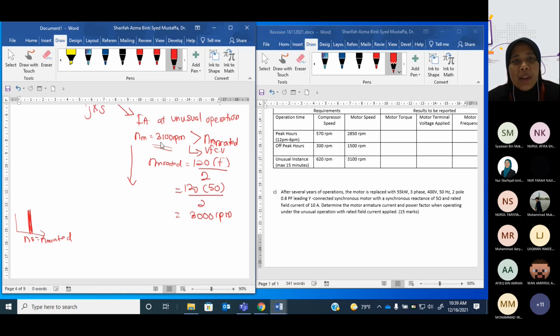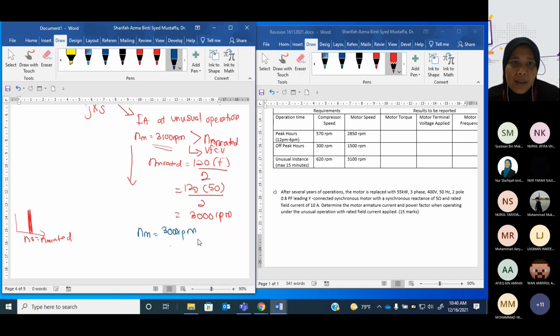So this operational speed is greater than the rated speed. Okay, katakanlah you ada operation speed now is equal to 3,000 RPM, which is equal to your rated speed. You nak guna which type of control strategy? Which one? Is it constant V? Is it lower than the base speed or higher than the base speed?